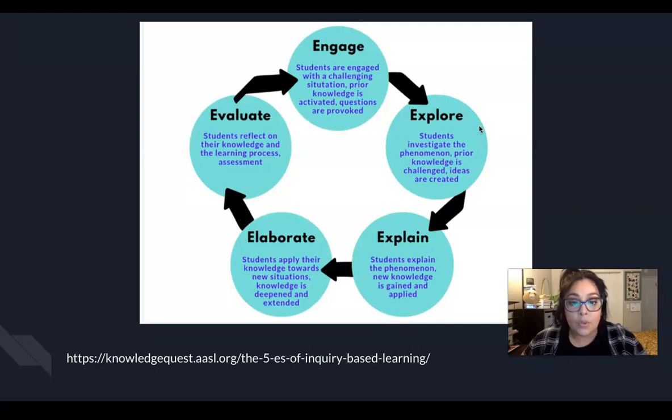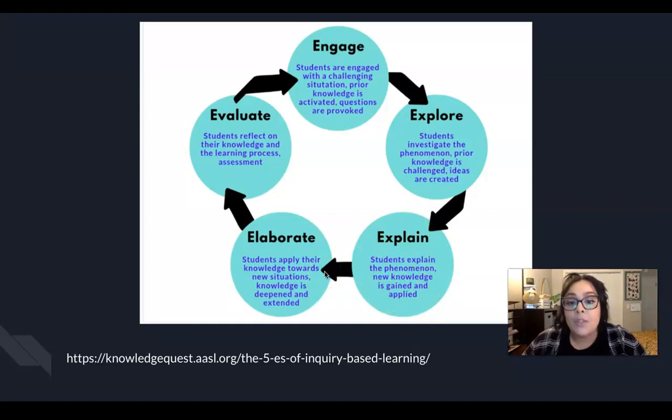Then you go to the explain portion. So this is where the deductive instructional model comes in. After testing it out, this is where you bring out your textbooks, your vocabulary instruction. So for plants, this is where I would have them read about the plant growing process. So once you explain, you go on to the elaborate portion.